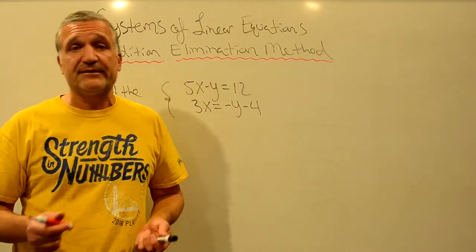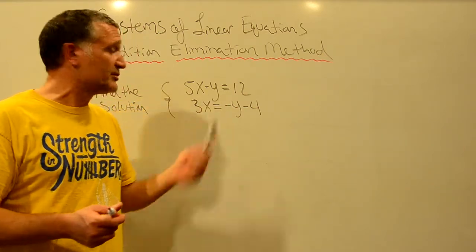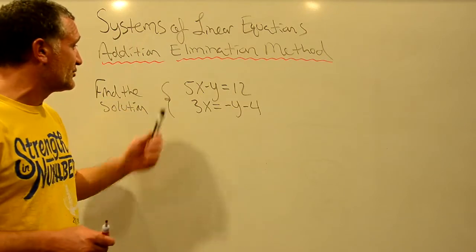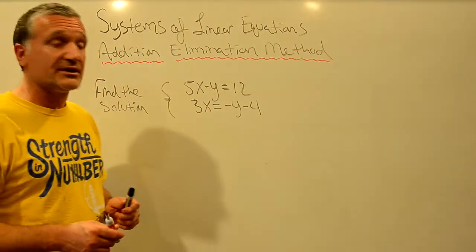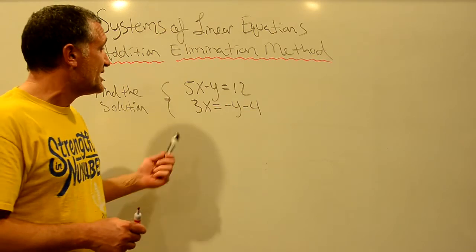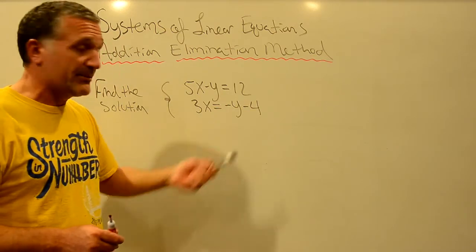Hey, do I want to graph it? Do I want to use substitution? Or do I want to use what's called addition elimination? So let's focus on this. You've got two equations here. They're both linear. 5x minus y equals 12, and 3x equals the opposite of y minus 4.